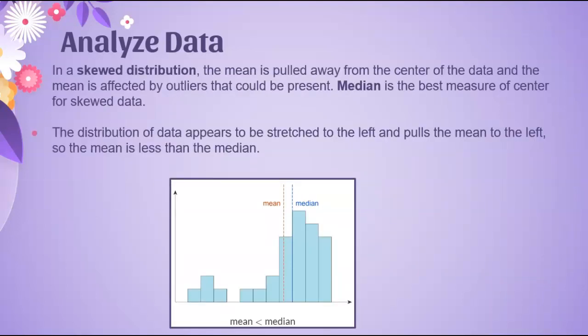Now let's look at a skewed distribution. We have a skewed distribution where we have everything clumped together over here, all this data, and it's being skewed to the left. So I want to know, what is the best measure of center for skewed data?